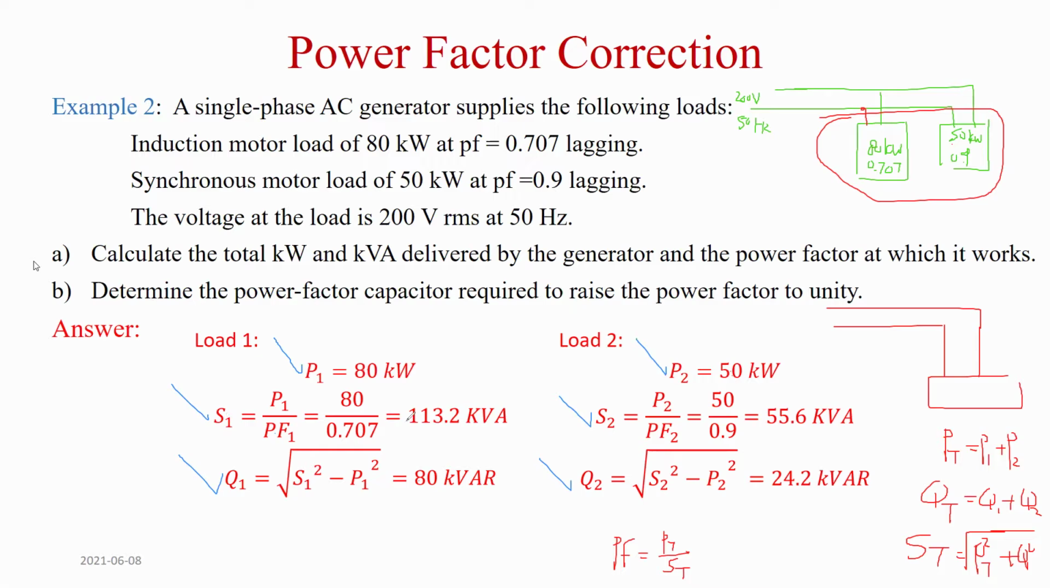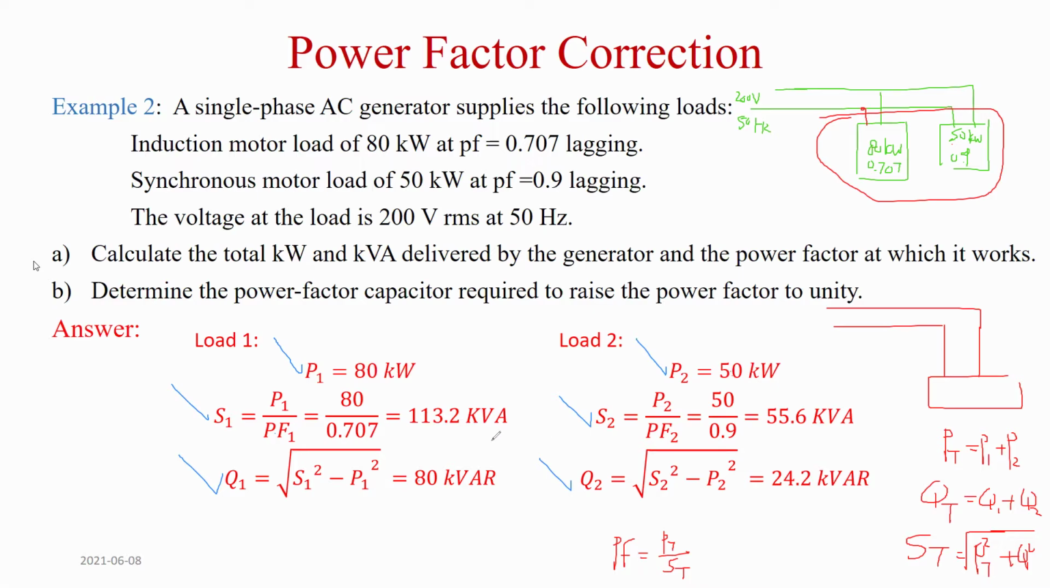Total S is not the sum. No, don't add it because S has an angle. But P and Q, you add them normally. Once you find P total and Q total, you can find S total. So whenever you have more than one load, you're gonna combine them before you do power factor improvement.